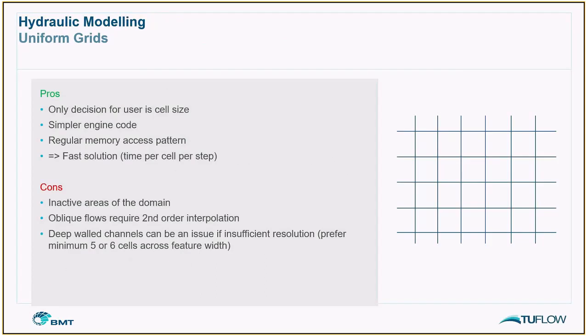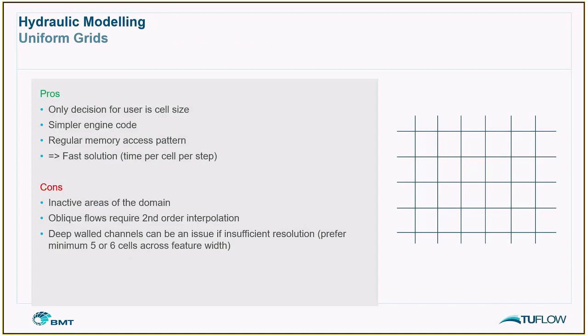We think about hydraulic modelling with uniform grids. It's very easy to use. From a user perspective, the only decision is the uniform cell size, and this is then applied across the whole model domain. Use of uniform grids makes the engine code simpler. It also has a regular memory access pattern, and this leads to quite a fast solution in terms of time per cell per step. The downside is the very nature of that uniform grid.